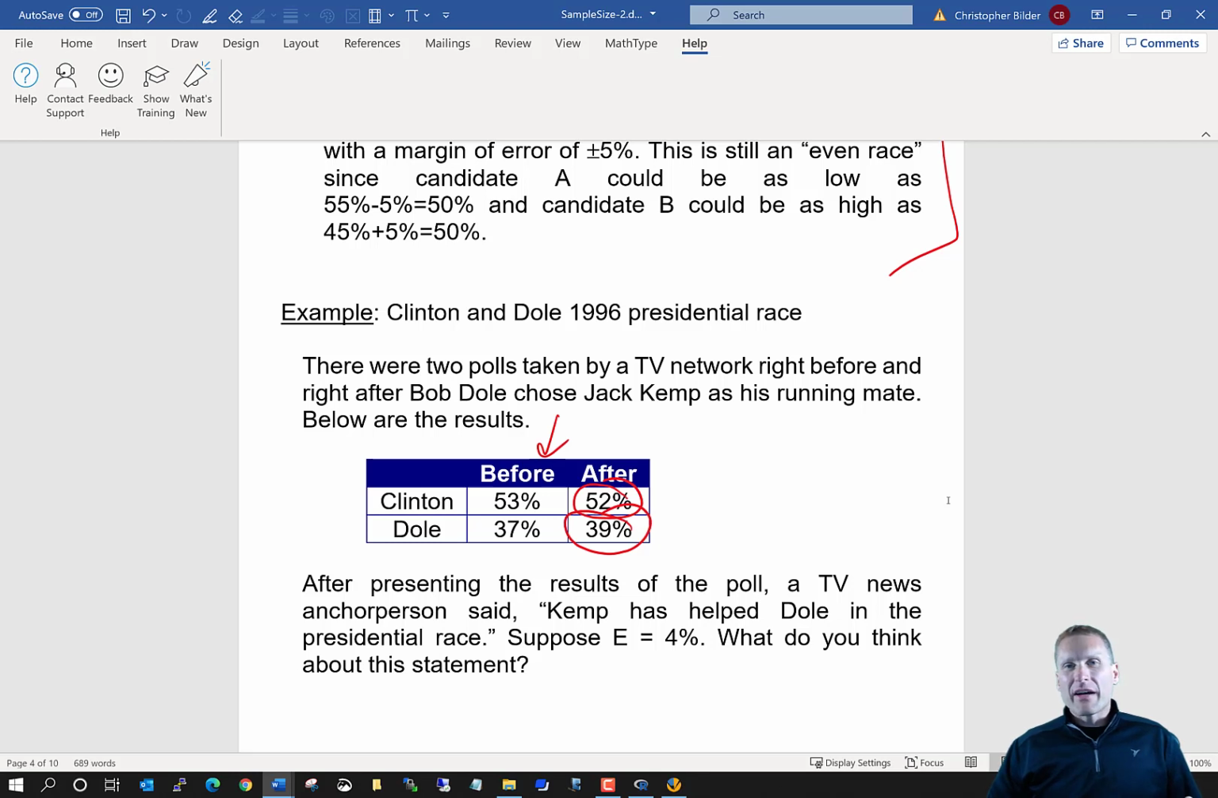But often in these kinds of polls, it might be 3%, 4%. So let's say it's 4%. Okay. So, what do you think about this statement? Has Kemp really helped? And it all comes back to this margin of error.